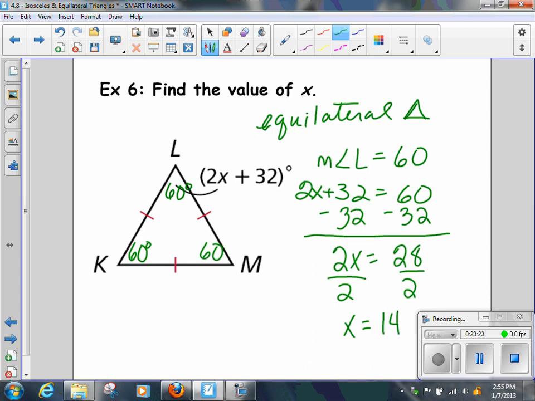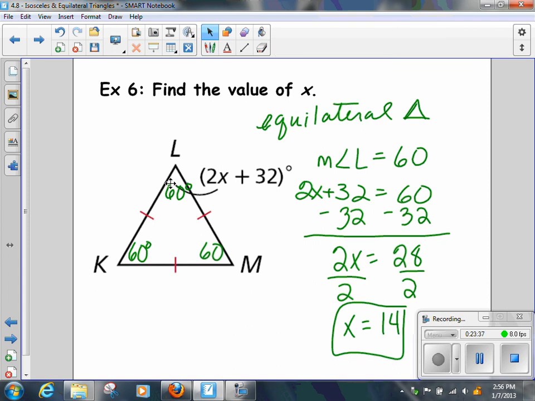Very good. Hey, am I done? No. Better read the problem. Am I done? Yeah. Why? Because I had to find x. And I did. And it's all good, right? Why would I find the measure of angle L, M, or K in this? Because they're all the same. We already know they're 60.